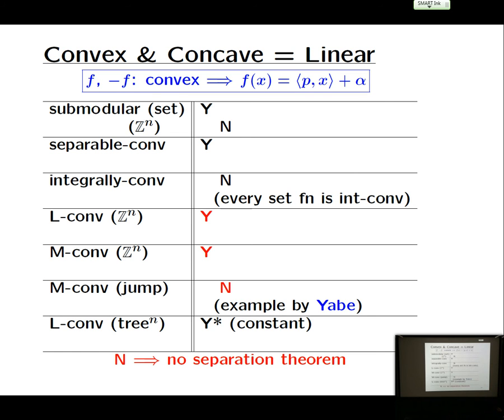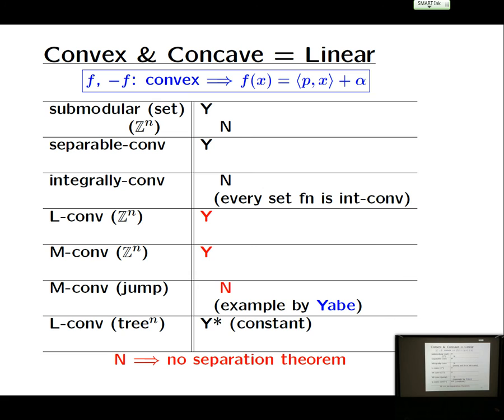But if you consider a submodular function on the integer lattice, that is not the case. As you saw, for n equals 1, any function is submodular and supermodular, so that doesn't imply it is linear. So there are some complications. For separable convex functions we have it, yes. But for integrally convex functions, no, because any function on the unit cube is integrally convex. So we don't have such a natural statement.